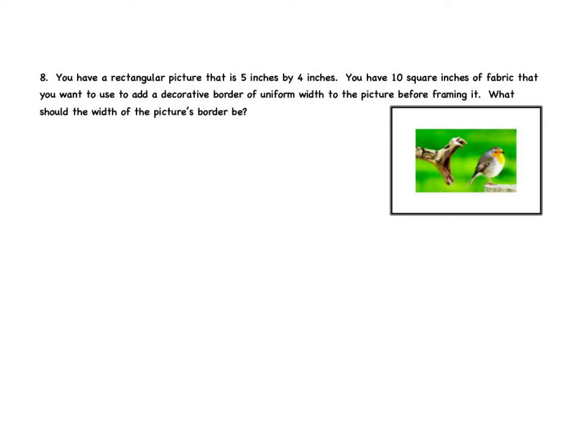So this border is this white region in here, that's all the way around, okay? So this context of uniform width means if it's an inch around, it's an inch everywhere around, okay? So that's our unknown. That's what I'm going to label. And since I don't know that, it would be x on all 4 sides, or wherever I want to put that x. It's that same length, and that's the distance between the picture and the frame. And you have 10 square inches of fabric that area needs to be.